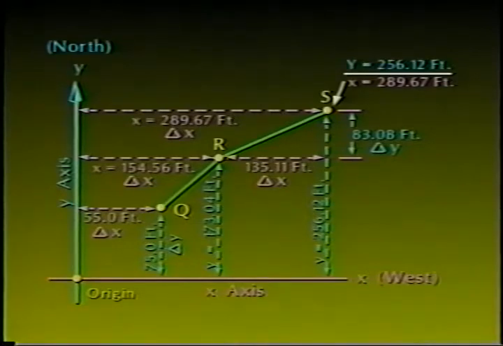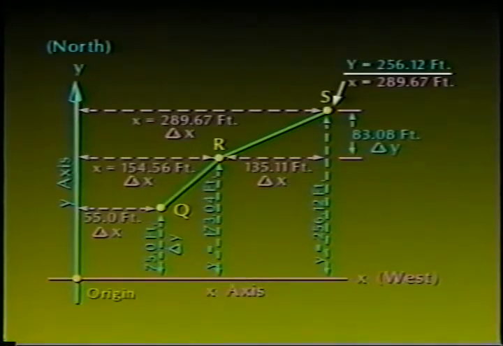This graphic is included to illustrate how coordinate values for individual survey points are located. Let's take a look at point Q. Notice that it is located 75 feet north and 55 feet east of the origin. Therefore, its coordinate value or address will be y equals 75 feet and x equals 55 feet. Moving on up to the next point R, we see that its delta y is 173.04 feet and delta x is 154.56 feet. Its coordinates will be y equals 173.04 feet and x equals 154.56 feet.